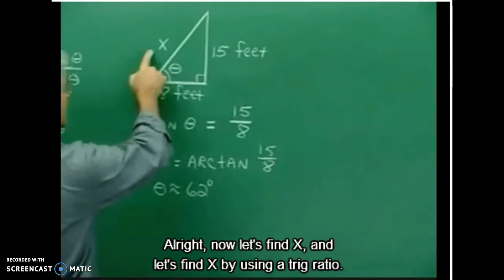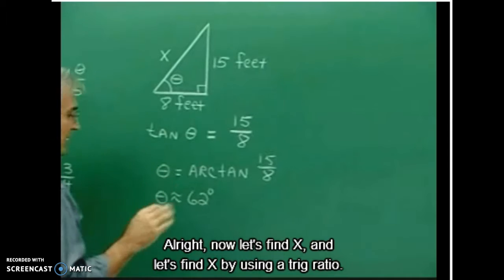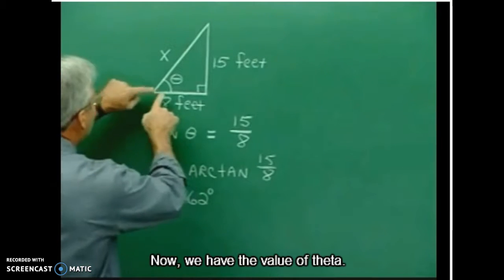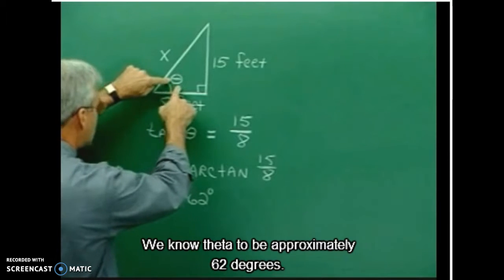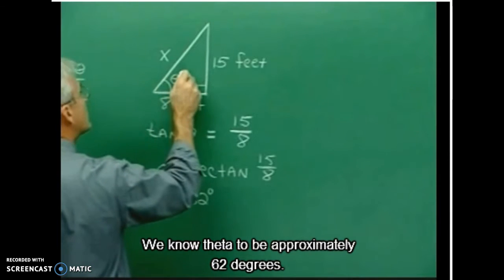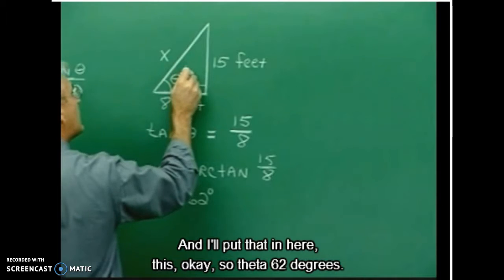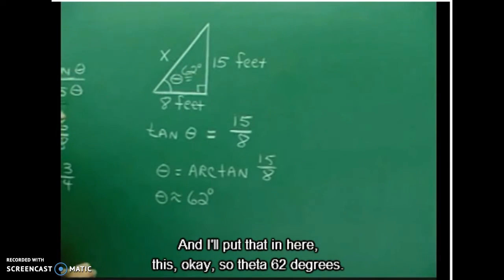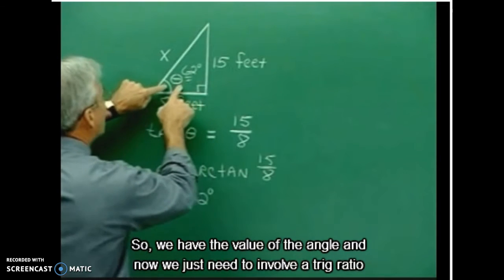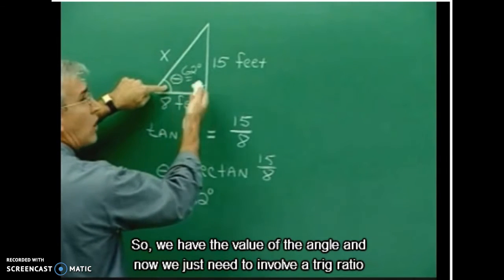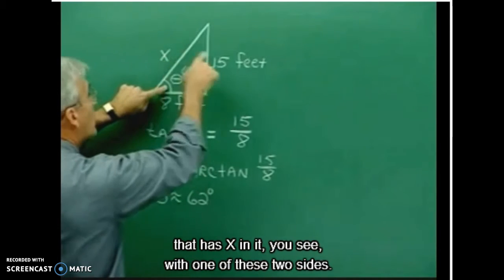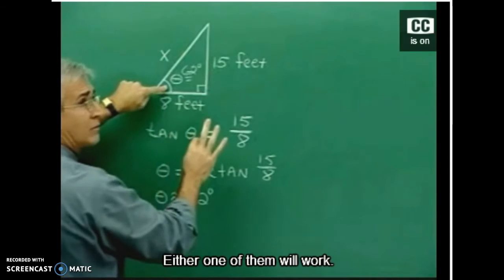All right, now let's find x. And let's find x by using a trig ratio. Now, we have the value of theta. We know theta to be approximately 62 degrees. And I'll put that in here like this. Okay, so theta is 62 degrees. So we have the value of the angle, and now we just need to involve a trig ratio that has x in it, with one of these two sides. Either one of them will work.